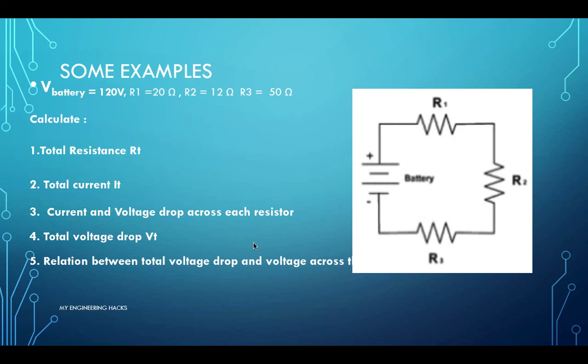Say I have a circuit here with the input voltage of 120 volts, and resistances of 20, 12 and 50 ohms. I have these 5 values which I want you to calculate. Can you calculate the value of total resistance, total current and voltage drops across each resistor? Total voltage drop, and what do you think will be the relation between voltage drop and voltage across the resistors?